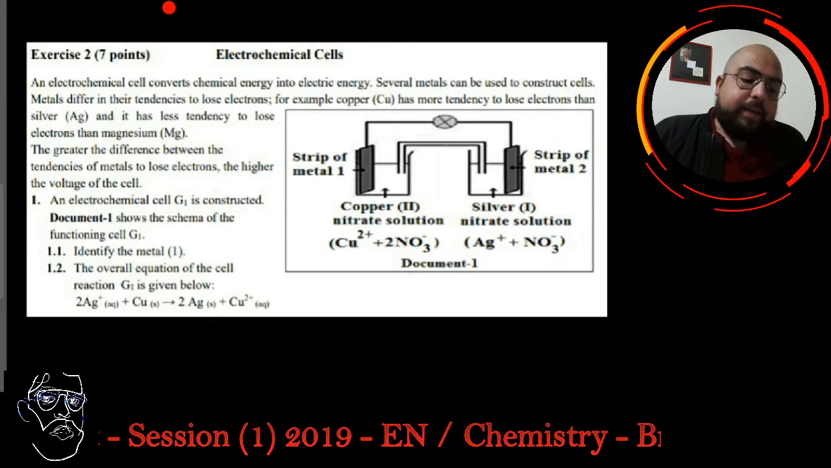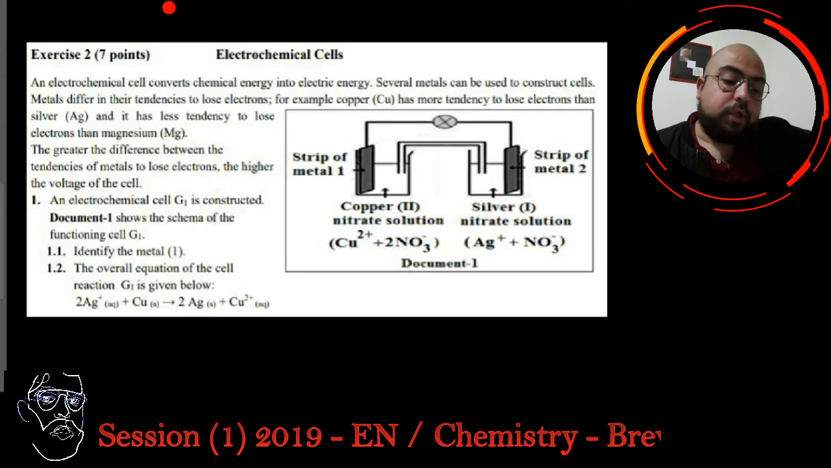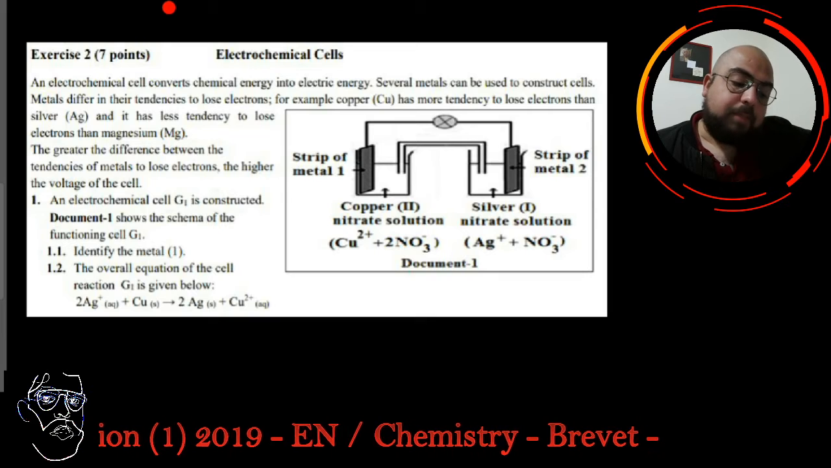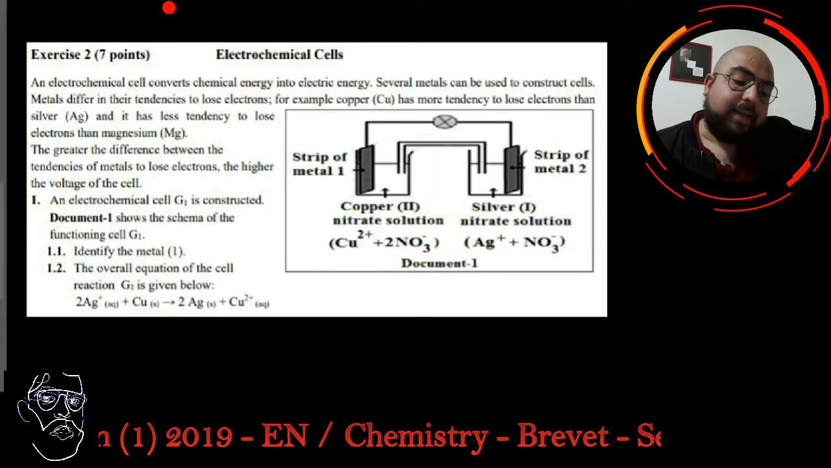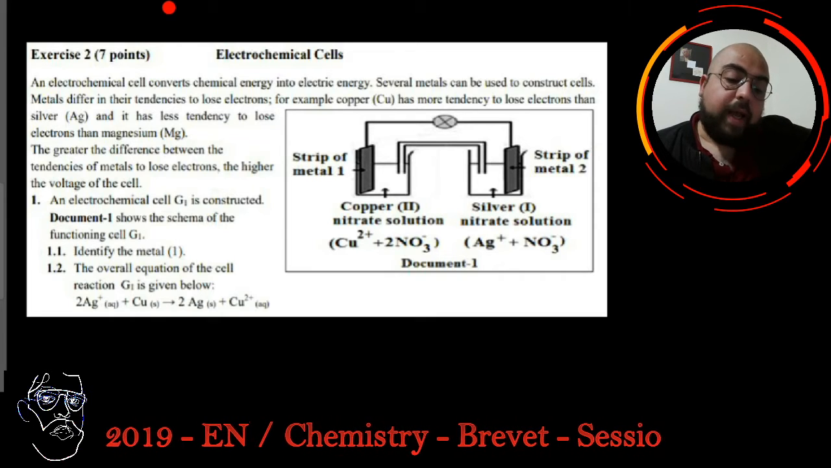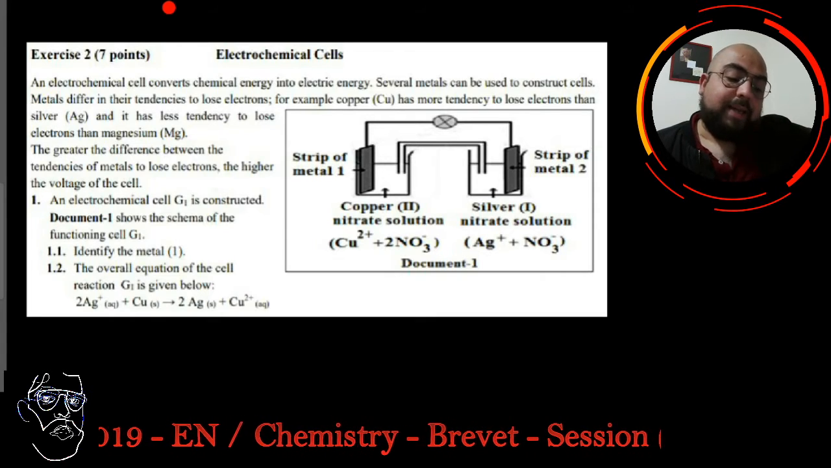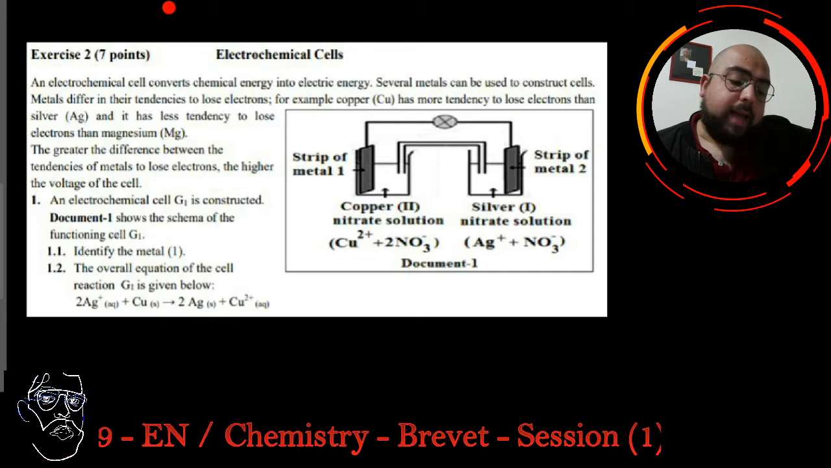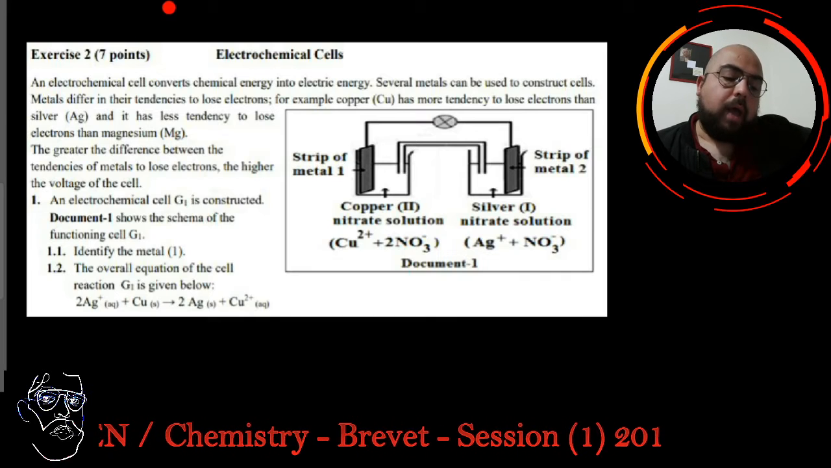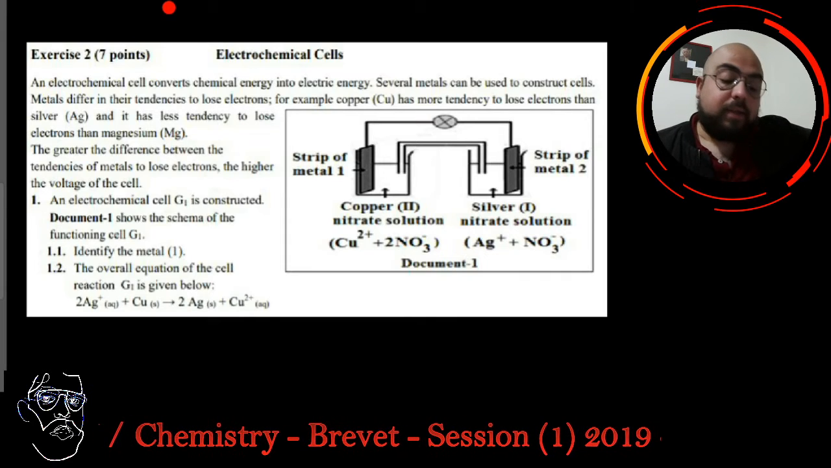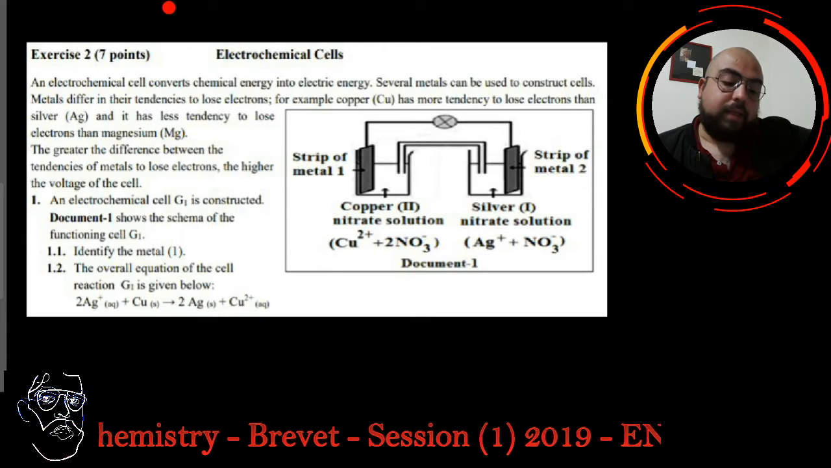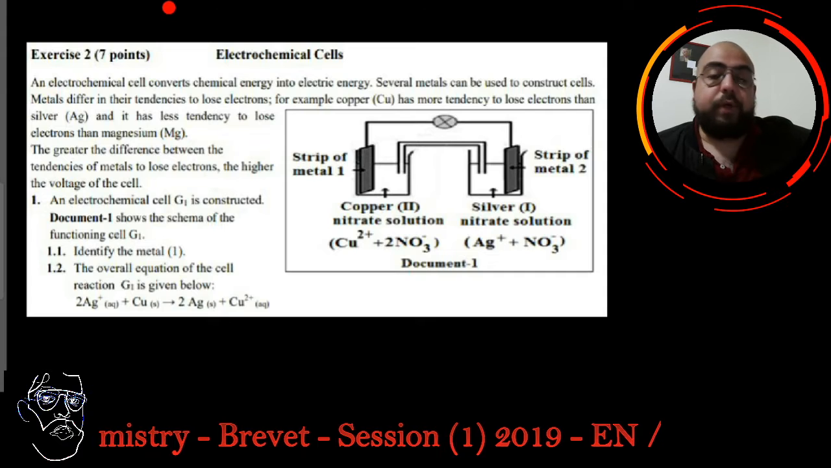Electrochemical cells. An electrochemical cell converts chemical energy into electric energy. Several metals can be used to construct cells. Metals differ in their tendencies to lose electrons. For example, copper, Cu, has more tendency to lose electrons than silver, Ag, and it has less tendency to lose electrons than magnesium, Mg. The greater the difference between the tendencies of metals to lose the electrons, the higher the voltage of the cell.